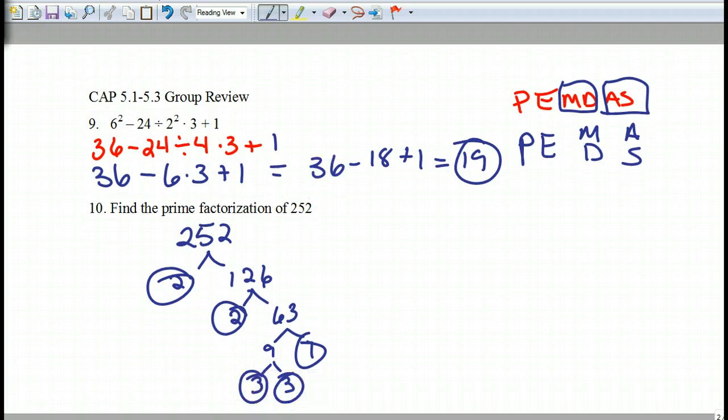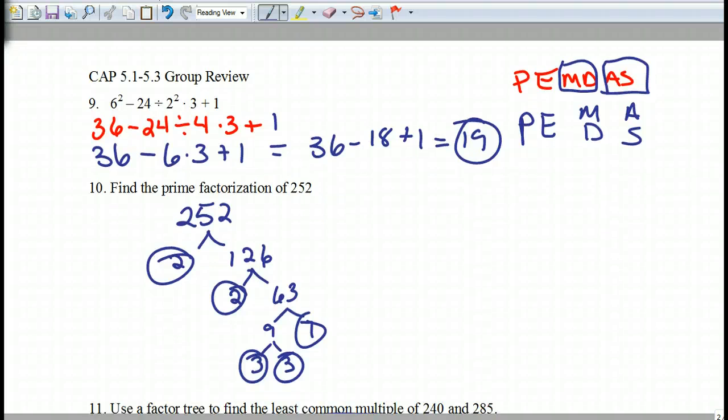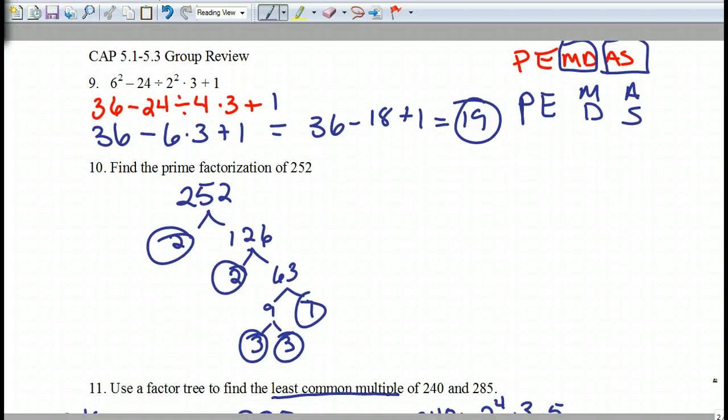When you're doing a prime factorization, you need to use a factor tree. There's other ways of doing it, but that one seems to be the easiest way for me. So I already know that it's an even number, so 2 goes into it. So I'm going to divide it by 2. I have 2 and 126 here. Once again, I know that 2 goes into it. It's 2 and 63.